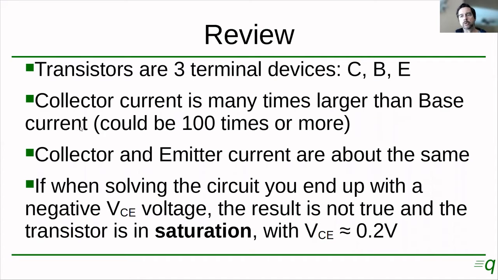The collector usually works as a constant current source, but if you solve a circuit and you end up with a voltage between collector and emitter that is negative, the result is not true because the transistor is no longer working as a current source. We see that the transistor is actually in saturation, and the collector to emitter voltage is going to be closer to 0.2 volts or something like that.